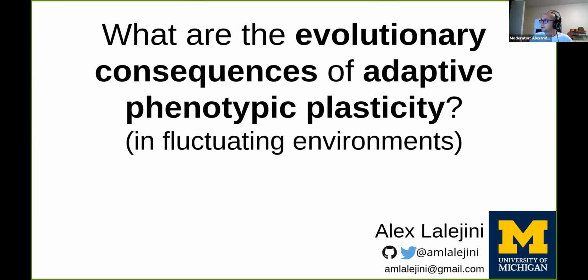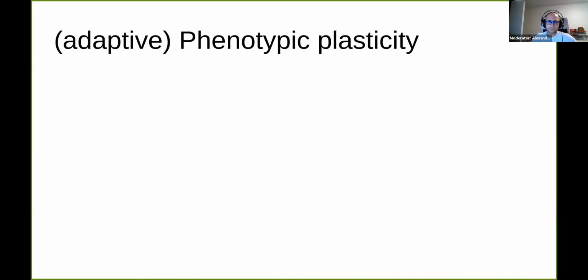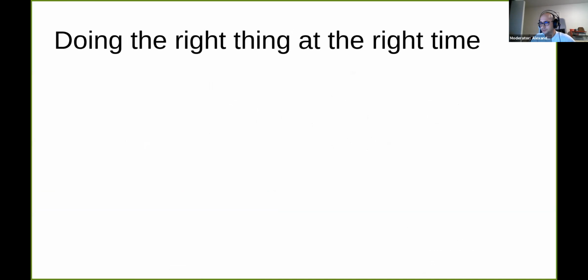Okay. So I'll go ahead and get started. I'm Alex Lalejini. I'm a postdoc at the University of Michigan, and today I'm going to be talking a little bit about some of my work during my PhD, looking at the evolutionary consequences of phenotypic plasticity. And so with many great projects, I had some wonderful collaborators for this work that I want to acknowledge: Austin Ferguson, Dr. Nkrumah Grant, Dr. Charles Ofria.